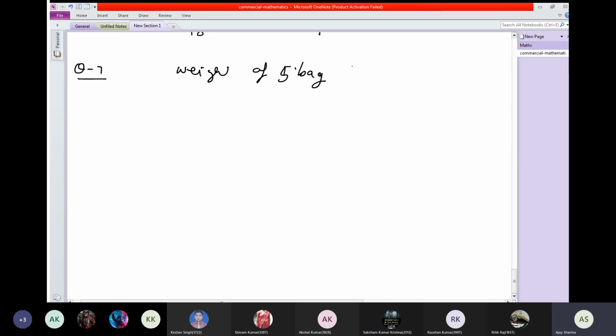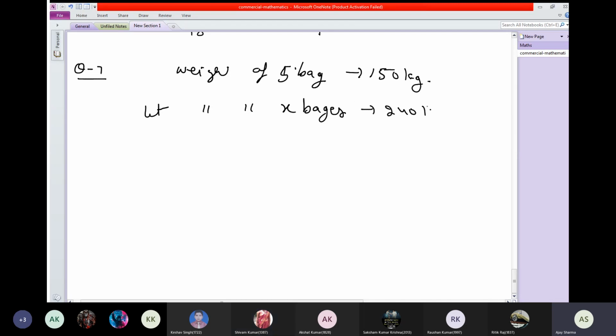150 kg. Now the next line. In the next line, what do they ask? Find the number of bags weighing up to 240 kg. Let the number of bags be x. 5 bags equal 150 kg, x bags equal 240 kg.